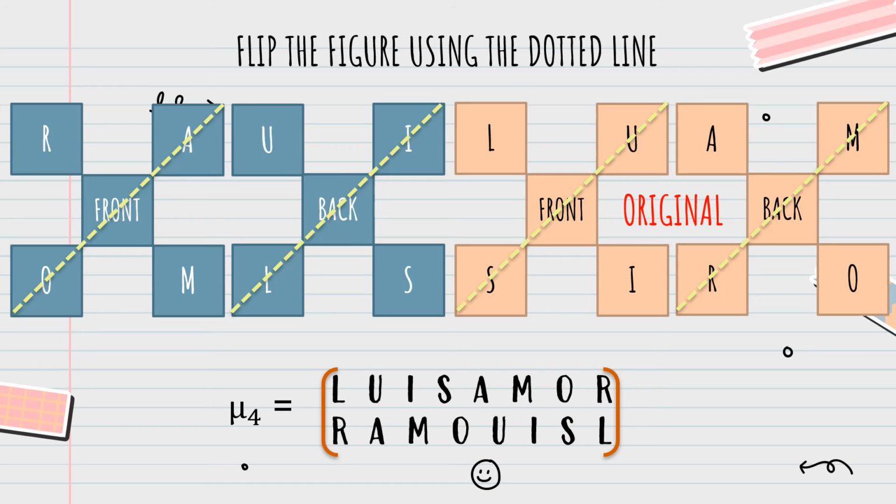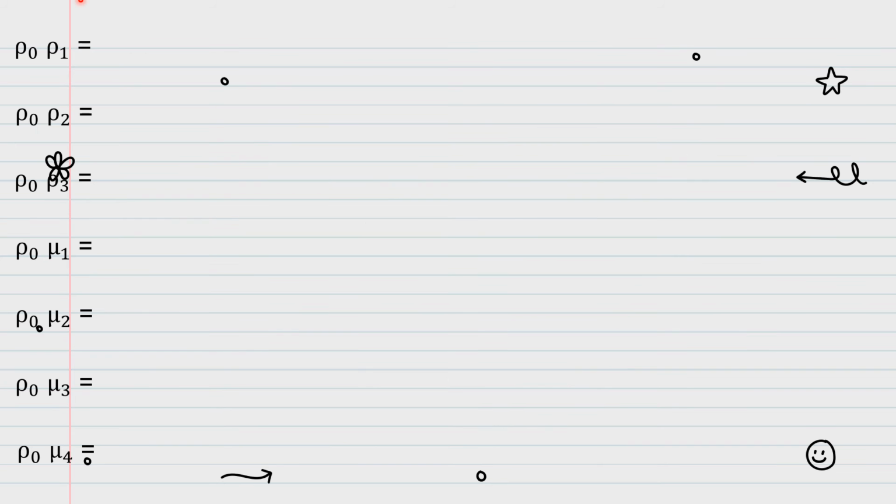And lastly, when the figure is flipped using the dotted line, which seems to be flipped about the left diagonal, the second row will contain the elements R, A, M, O, U, I, S, and L, and that will already be our mu sub 4.